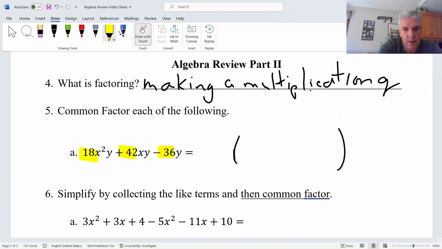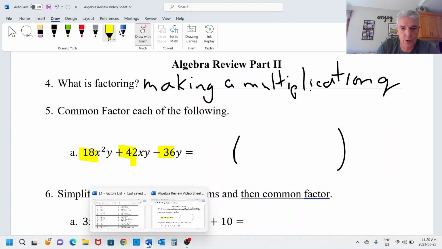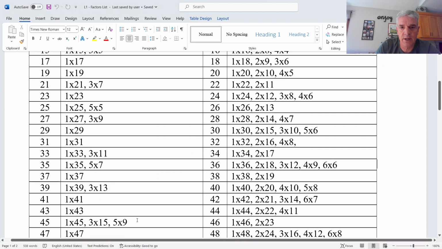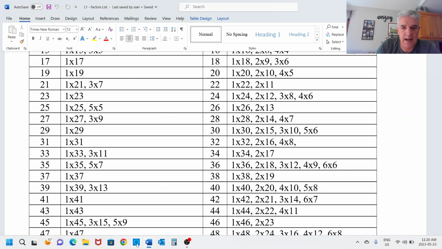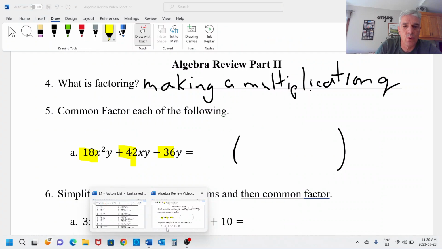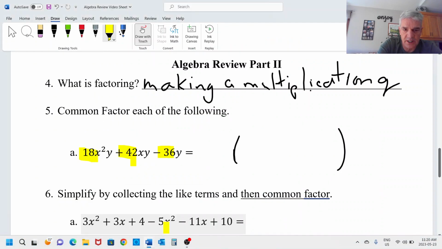So I'm looking for the greatest common factor, the number that would be the greatest common factor here. And in order to do that, I'm going to get my factors list out. Let me go to another sheet, and if I flip back and forth quickly, you can see the question, and you'd have your factor sheet sitting beside you. 18, 42, and 36 are my numbers, and I'm looking for the greatest common factor of each of these, essentially the largest number that will divide evenly into all of these numbers.